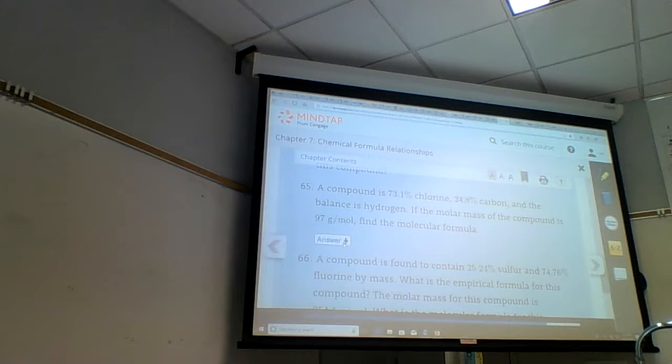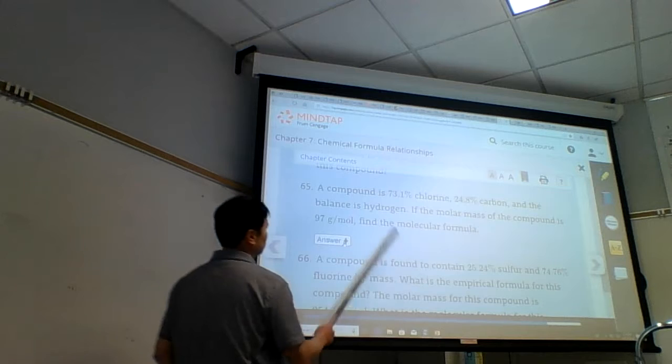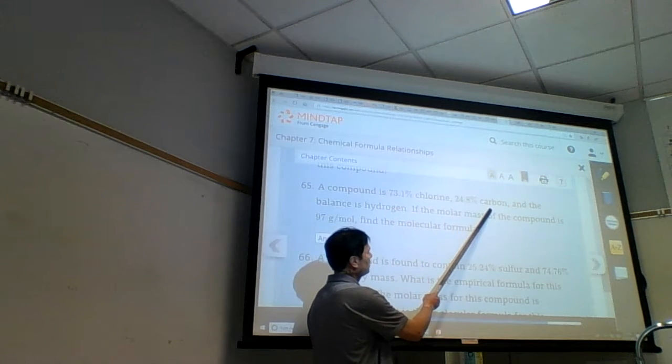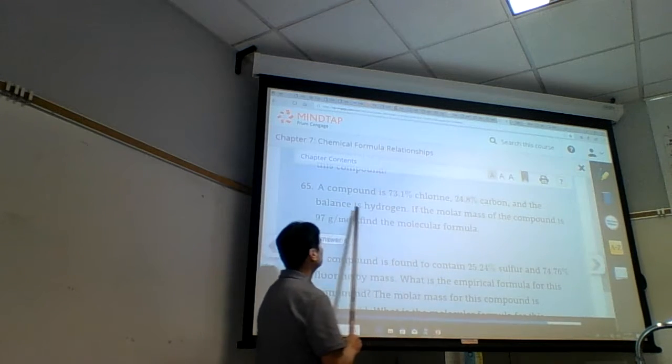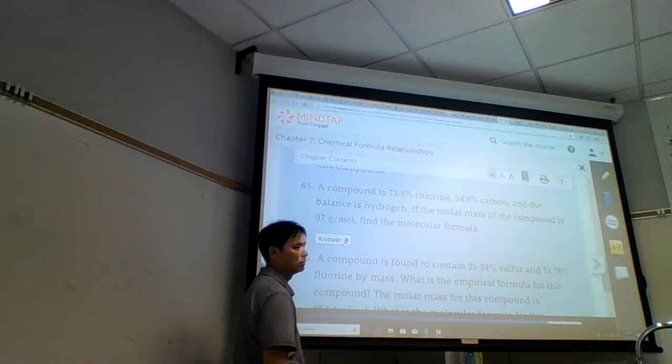It's the same problem, except this problem has a twist. What's different about this problem? Here we have 73.1 grams of chlorine, 24.8 grams of carbon, and the balance is hydrogen. What do they mean by the balance is hydrogen?